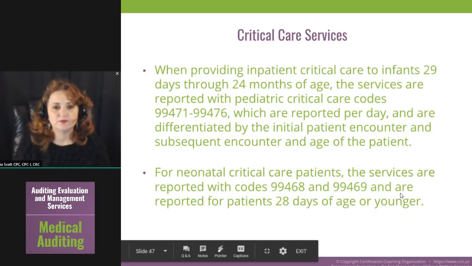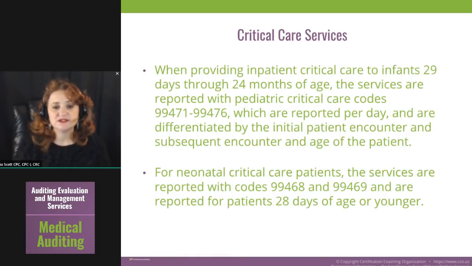When the critical care services are done in inpatient critical care, and this can be infants 29 days through 24 months of age, then we're going to do 99471 through 99476. These are reported per day. And what makes you pick one code versus another is that you have an initial patient encounter, and then we have subsequent encounters, and they're based again on the patient's age.